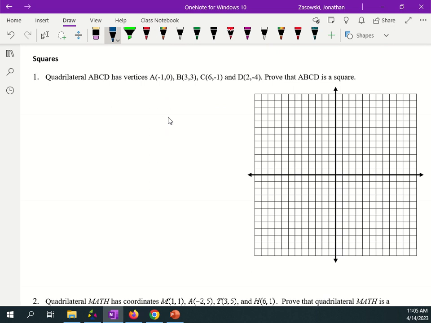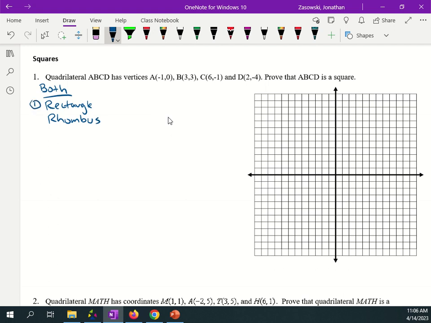Okay. Squares are the most amount of work that you're going to have to do because a square is considered to be 2 separate shapes. You have to be 2 different shapes to be technically a square, which are rectangles and rhombuses. So we have to show a property of both a rectangle and a rhombus.